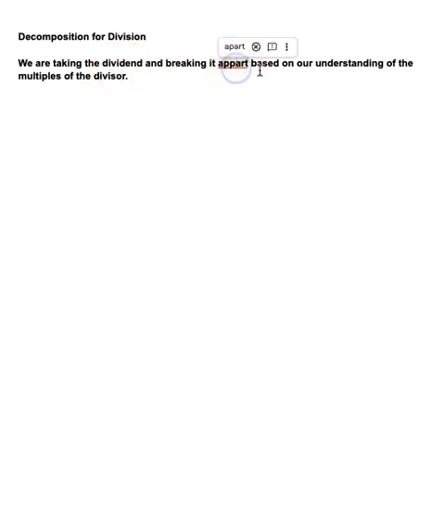It's called decomposition for division. We're taking the dividend and breaking it apart based on our understanding of the multiples of the divisor. So it does require that you have a good sense of your basics in terms of multiples of a number. So let's take an example.